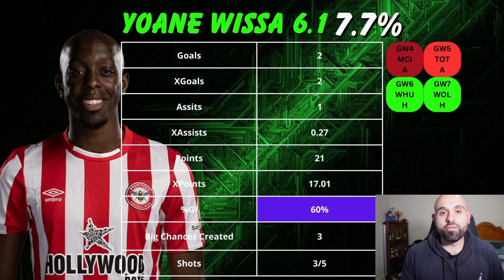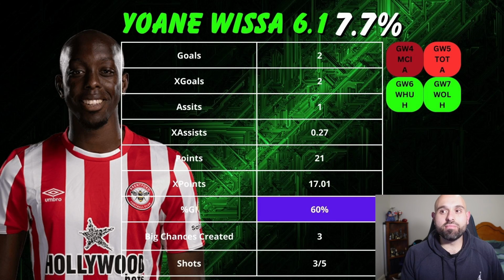And you'll see Bryan Mbeumo, his data is pretty similar to that as well. Wissa and Mbeumo typically are who are involved in Brentford's goals. If you think Brentford are going to score goals, particularly in game week 6 and 7, I can bet your bottom dollar that it's going to involve Wissa or Mbeumo. So I think for 6.1 million at 7% owned, fantastic differential option for your teams.